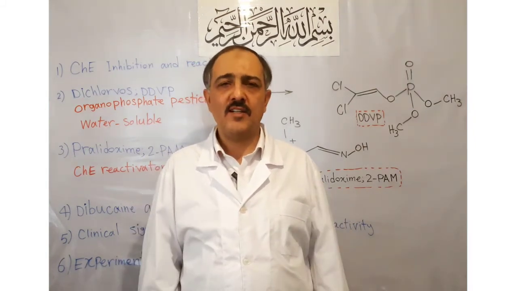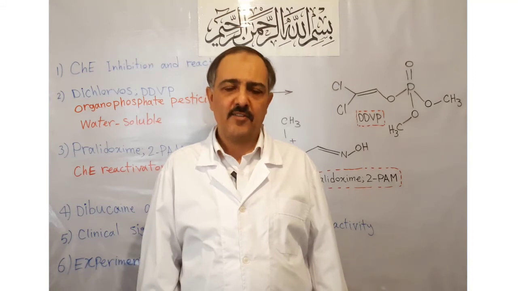Okay, now let's deal with our experiments. The following experiments are real ones which were performed on a real plasma sample of a healthy human individual. I carried out 4 separate experiments on the plasma sample. In the first experiment, I measured cholinesterase activity of plasma by Ellman's kinetic method. In the second one, I inhibited cholinesterase of plasma by dichlorvos and then measured cholinesterase activity.